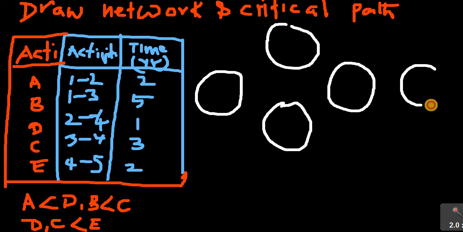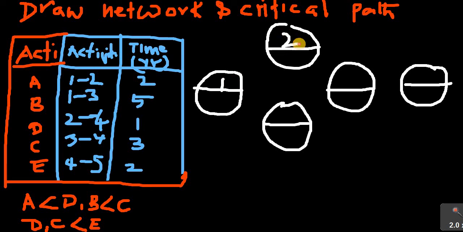Now the last event is this. Then I am dividing each into two halves. The upper half denotes the event number, and the lower half will denote the earliest time and latest time. Now look at that. 1 to 2. So 1 I am writing here, 2 I am writing here, 1 to 3 comes, so I can write 3 here. Then 3 to 4 comes, 2 to 4 comes, so 4 should come here, and 5 should come here. Okay, very good.